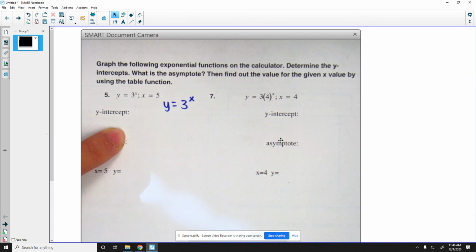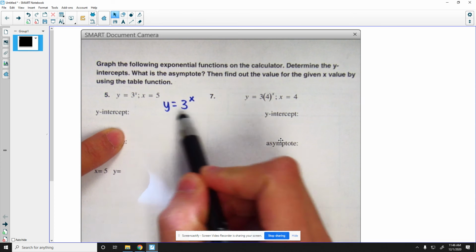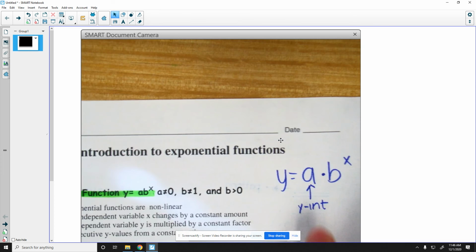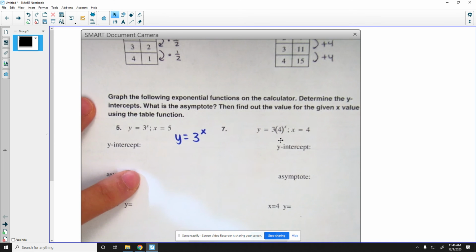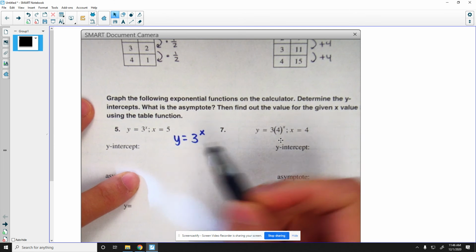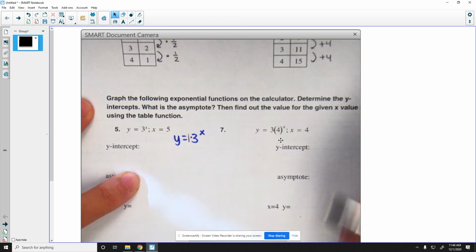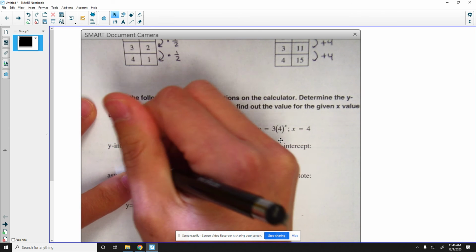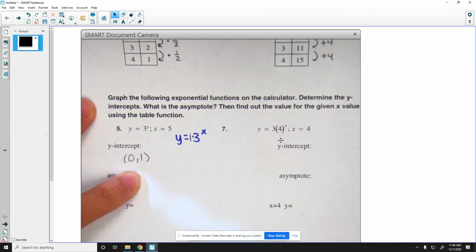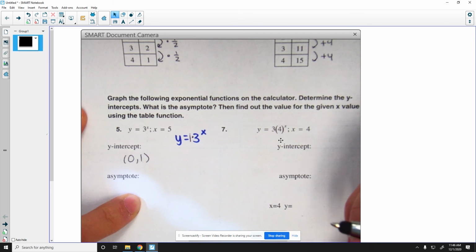Can someone in person raise their hand and tell us what is the y-intercept? The y-intercept is letter A. Haley, what do you think? 1. Yeah, I don't see a number, right? So if you don't see a number, it's always 1 times. So my y-intercept, you can write 1, or you can say 0, 1, the point. Either one is fine. Okay, my asymptote.